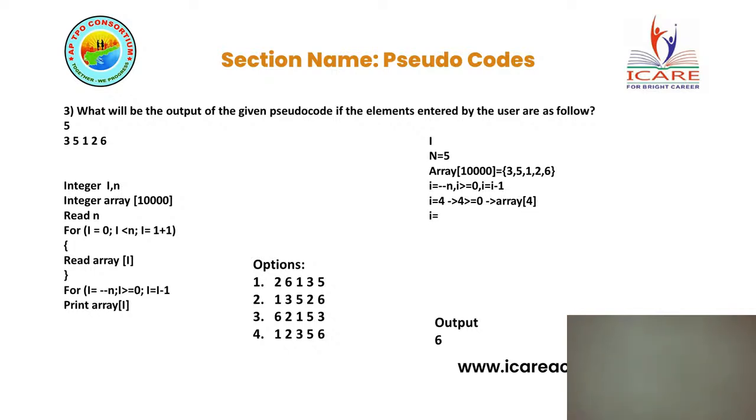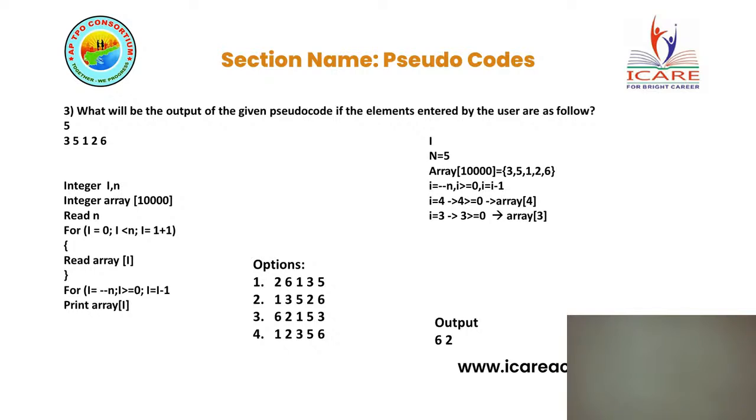So in the next iteration I value is 3, and 3 greater than or equal to 0. So 3 greater than or equal to 0, the condition is true. We are printing the array of 3. Whenever we are calling array of 3, we are getting the value at the third index. In the third index we have the value 2. So we will get the value 2. It will be printed. And again the updation, I is equal to I minus 1.